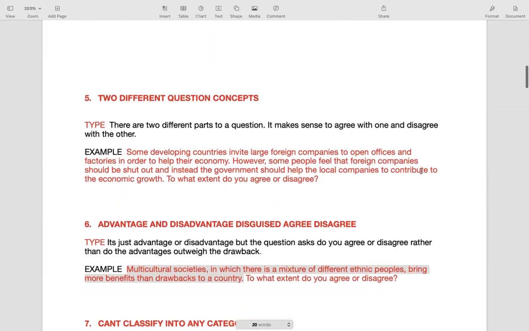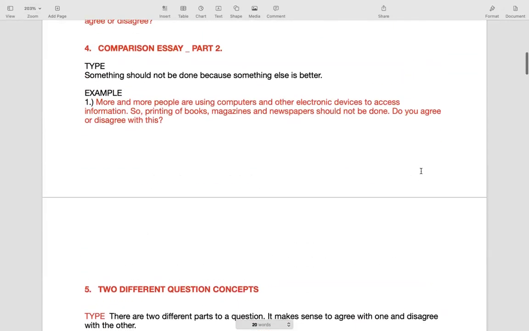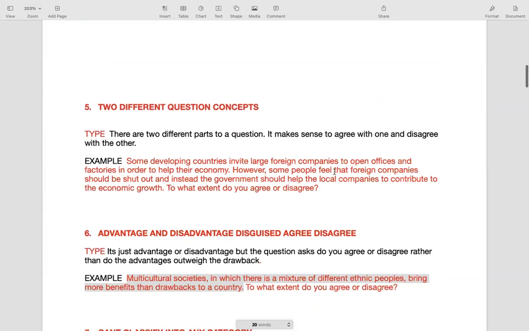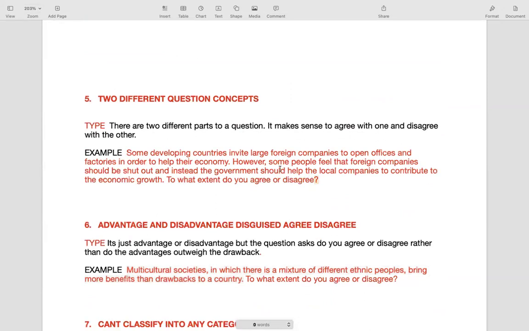Okay, Ahmed. So what parts did you miss? The fifth one you missed? Yes, sir. Okay, I'll quickly explain this. So some people feel that foreign companies should be shut out and instead the government should help the local companies. So what I do is I agree with one half. The foreign companies should be shut out: I am disagreeing with this. I don't want foreign companies to be shut out. But I do agree with the second half that the government should help the local economies, local companies to contribute to the economic growth.